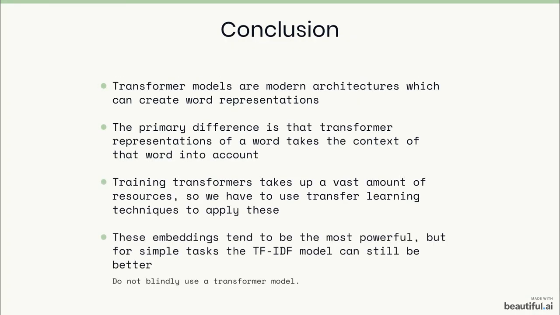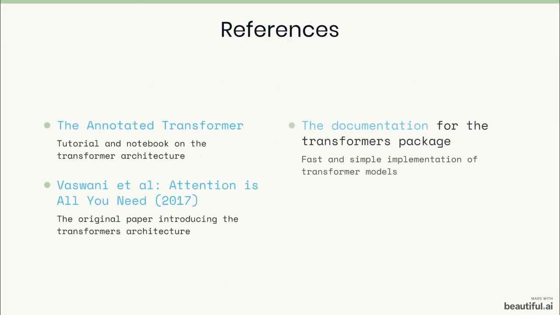So to conclude this last part, transformer models are the modern architectures which can create word representations. They take the context of the word into account. So that's the main difference between these embeddings and representations and the previous ones that we've seen. Training transformers can take up vast amounts of resources, so we usually have to use transfer learning techniques to apply these transformer embeddings. The embeddings tend to be the most powerful, but for simple tasks, the TF-IDF model can still be better. Do not blindly use a transformer model. And lastly, we have some references here.